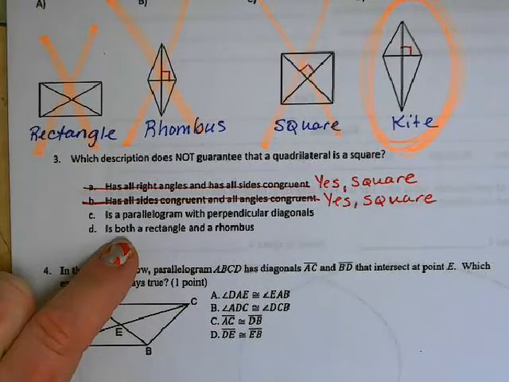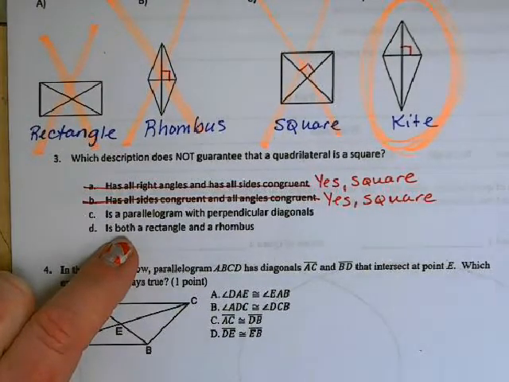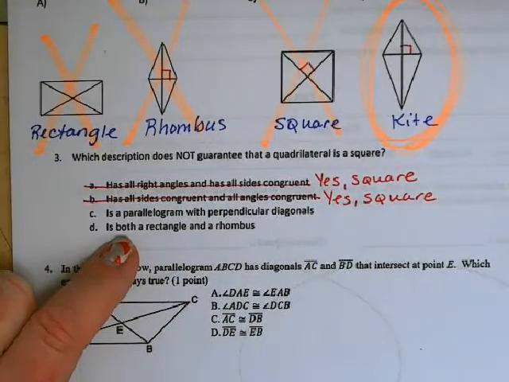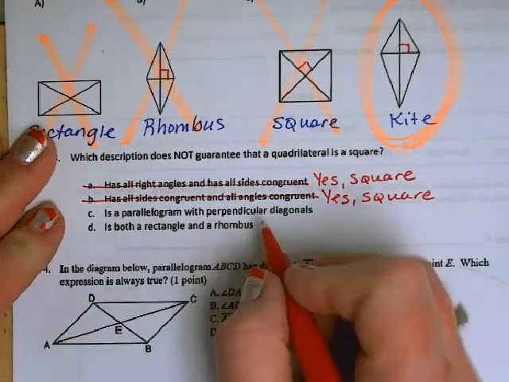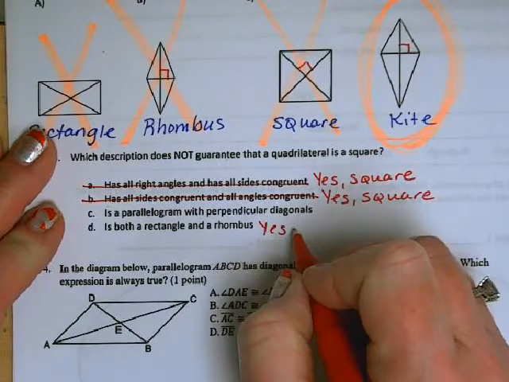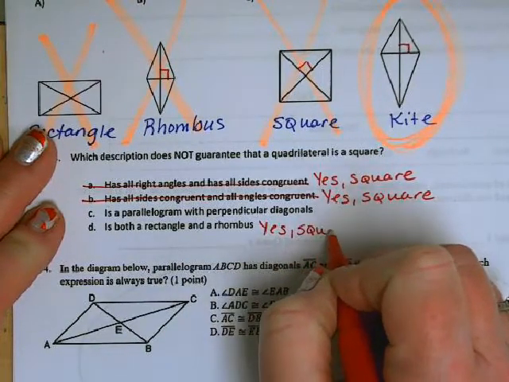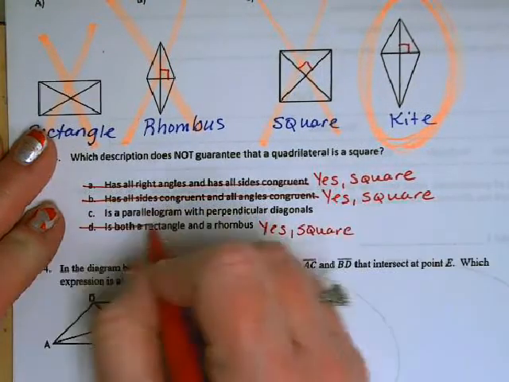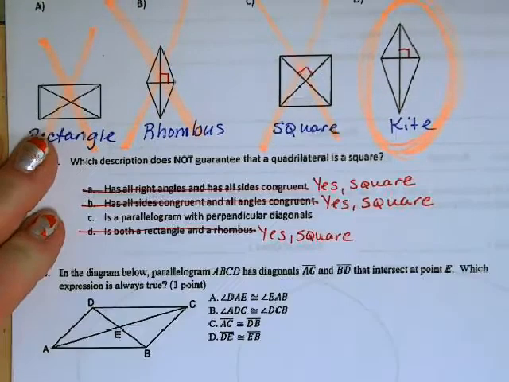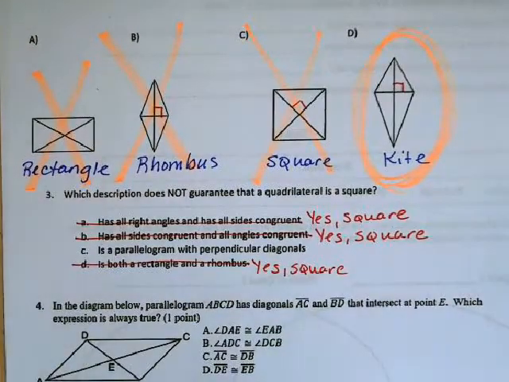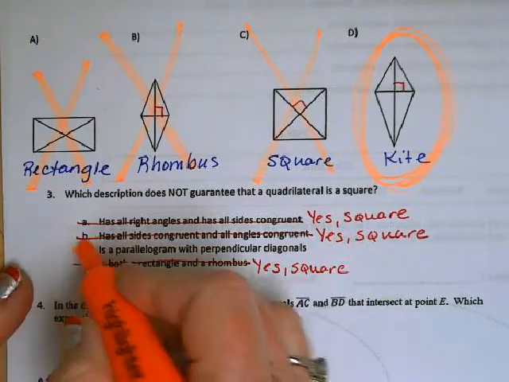That's the one I've been trying to hit home with you. Yes. If you're told it's both a rectangle and a rhombus, that guarantees it's a square. That's the only one that has that definition. Okay, that means the correct answer here, the one that does not guarantee a square, is C.